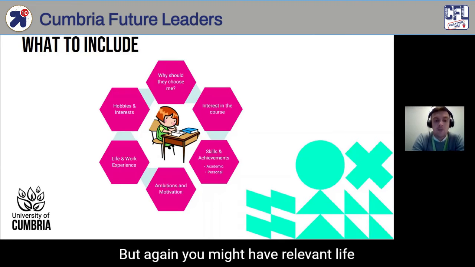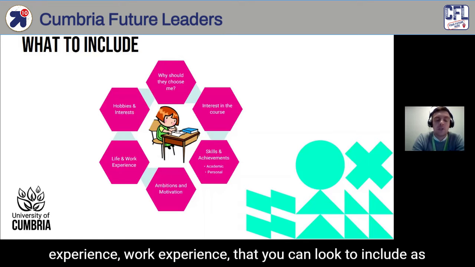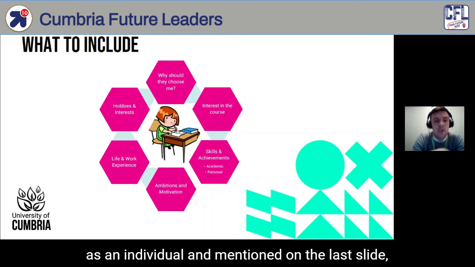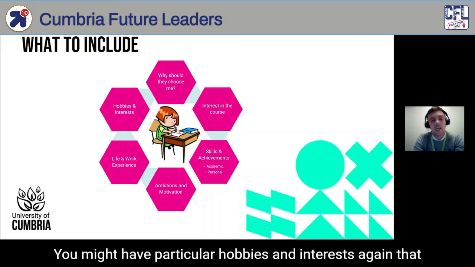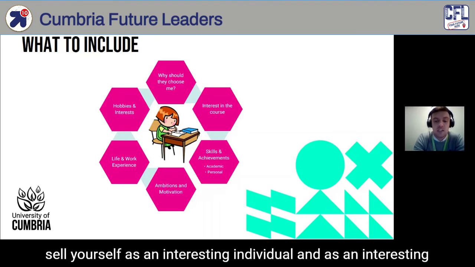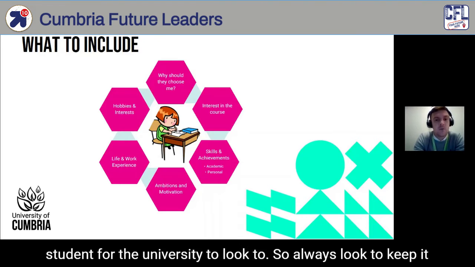But again, you might have relevant life experience or work experience that you can look to include as part of your personal statement to really help highlight you as an individual. And as mentioned on the last slide, you might have particular hobbies and interests that align to what you're wanting to apply to, and that, again, help really sell yourself as an interesting individual and as an interesting student for the university to look to.